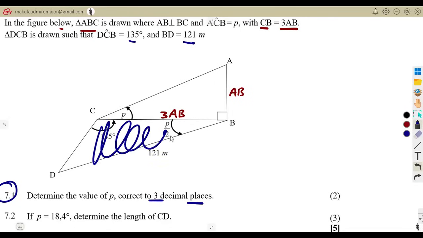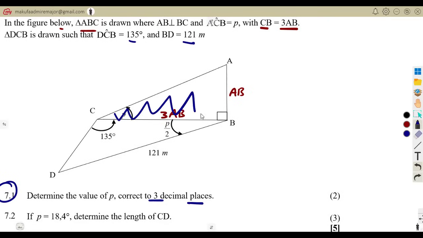Working with the non-right angle triangle is going to be complicated because we've got so many things that we need. We do not have a complete ratio that can be used. Is it the cosine rule or is it the sine rule? But working from triangle ACB, we can see that it's a right angle triangle.